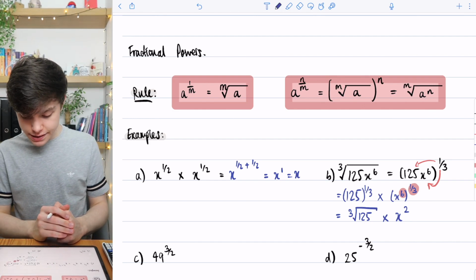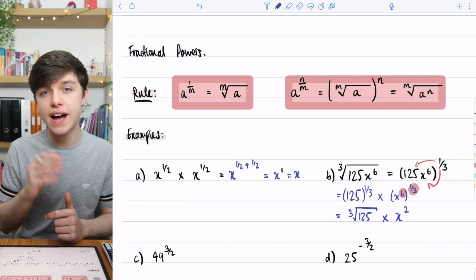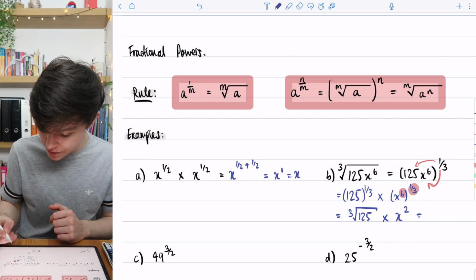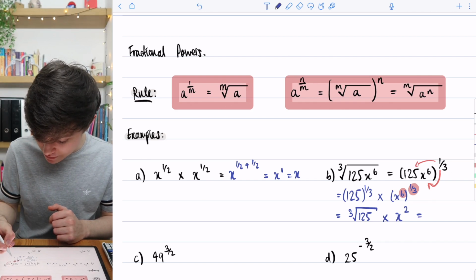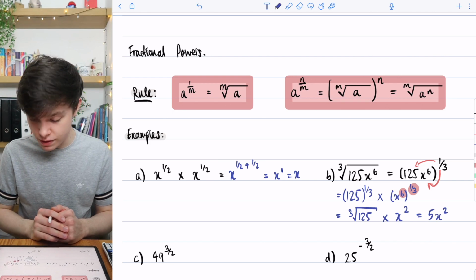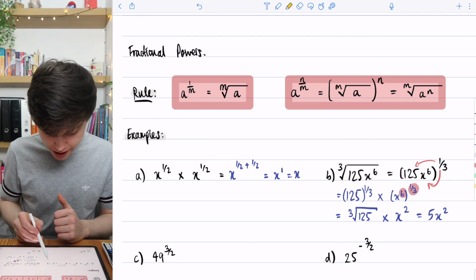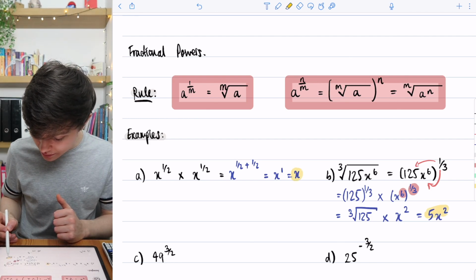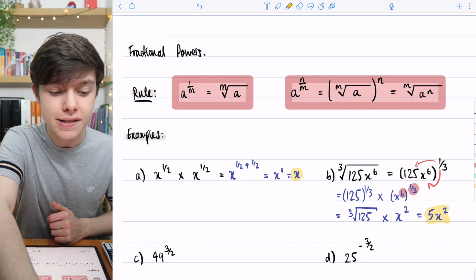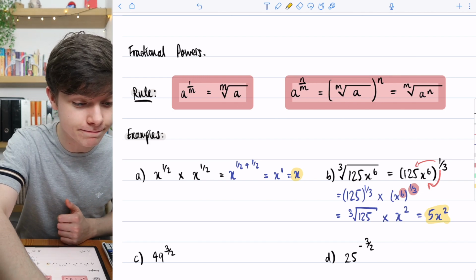So what is the cube root of 125? Well, that's 5, because 5 times 5 is 25, times 5 again is 125. So that gives me 5, multiplied by x squared, which is just 5x squared. So there's my x, and there's 5x squared, and I'm checking whether those are correct. And of course, those are correct. Perfect.